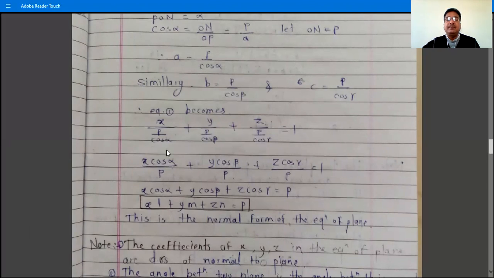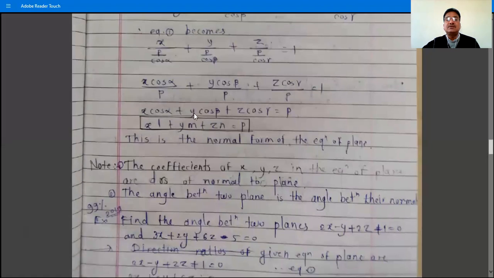After simplification we have x into cos alpha by p, y into cos beta by p, z into cos gamma by p is equal to 1, and therefore x cos alpha plus y cos beta plus z cos gamma is equal to p, multiplying by small p. So lx plus my plus nz is equal to p, and this is the equation of the plane in normal form, that is Lx plus My plus Nz is equal to p.